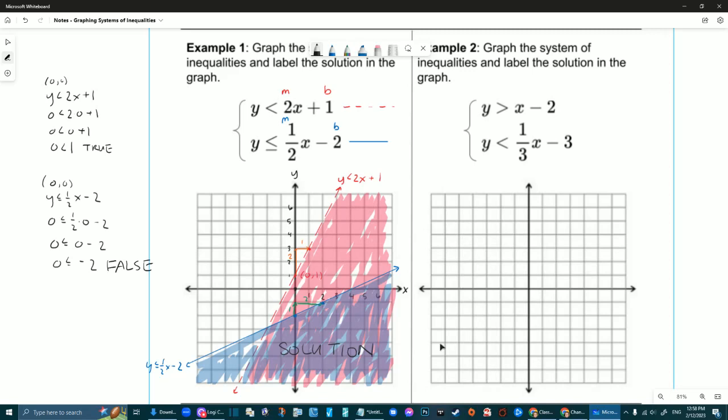Okay, I'm going to do another example. In that example, I'll show you the shortcut instead of the test point method.